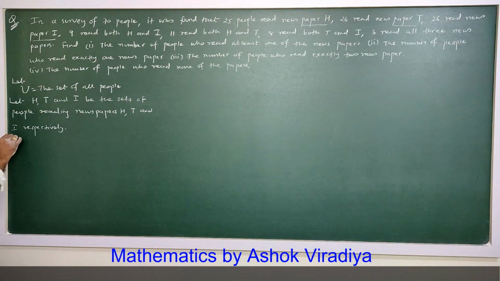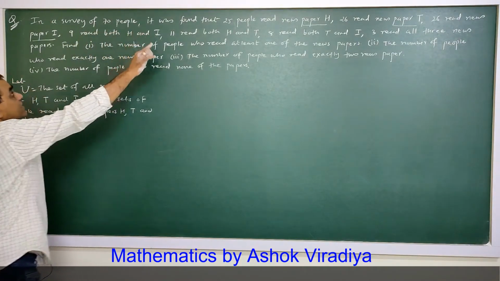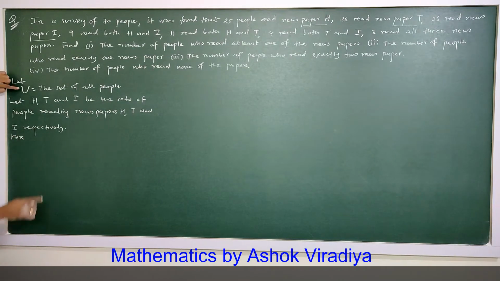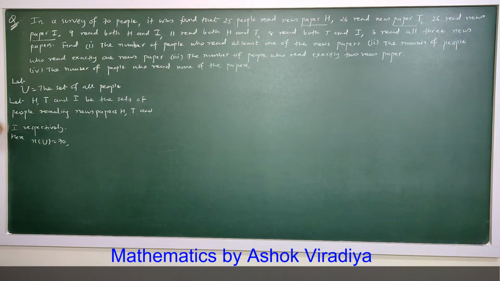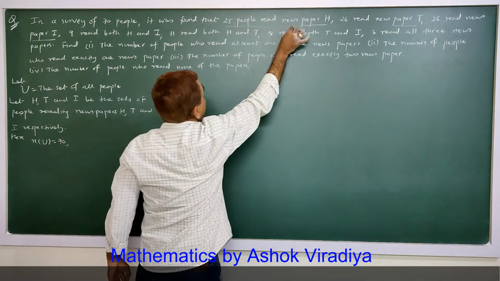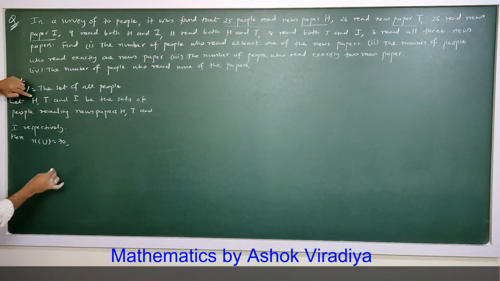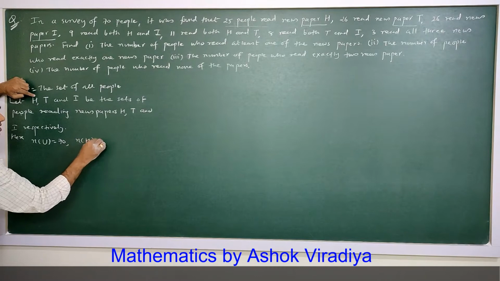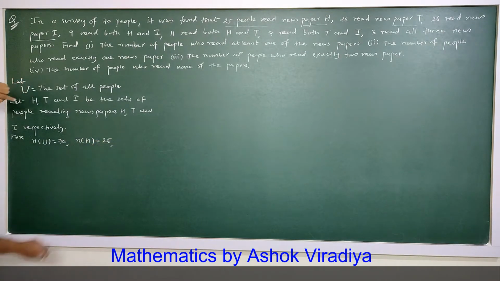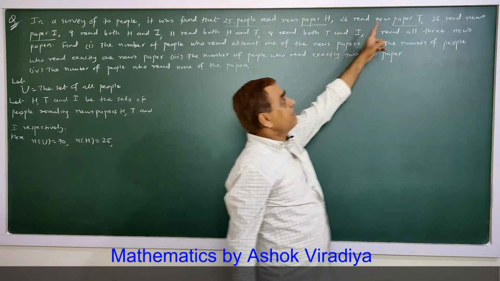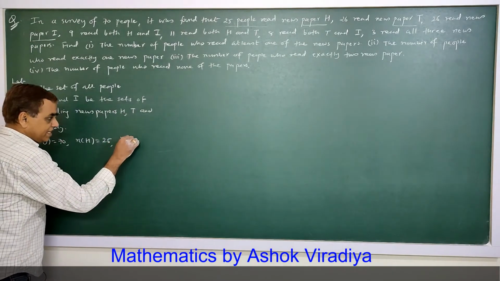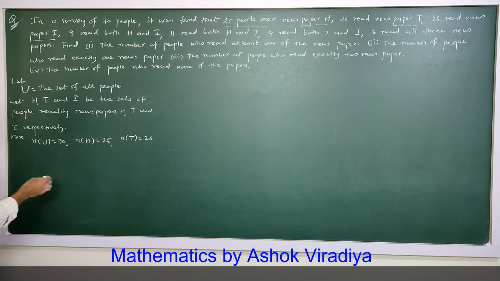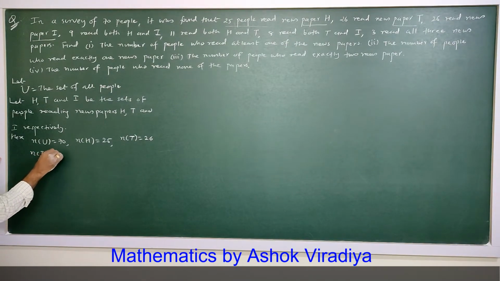You can use any symbols. Now from the given information, we put here values. Survey has been done on 70 people. So number of elements in U is 70. 25 people read newspaper H. So number of elements in H is 25. 26 read T. 26 read I. So number of people in T is 26. Number of people in I is also 26.